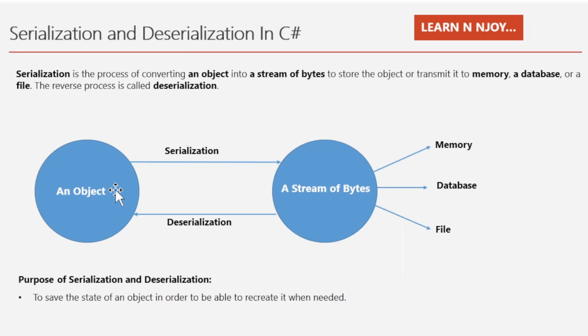So serialization helps us in converting an object into a stream of bytes that can be written into memory, database or file. And its reverse process is called deserialization, where we take the data from a stream and convert it into an object. The main purpose of serialization and deserialization is to save the state of an object in order to be able to recreate it when needed. So that's the basic idea of serialization and deserialization.